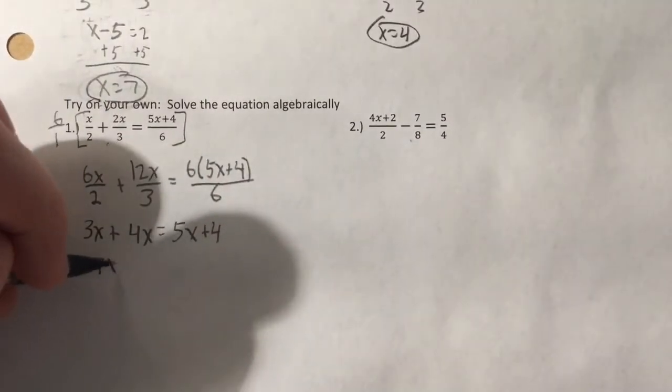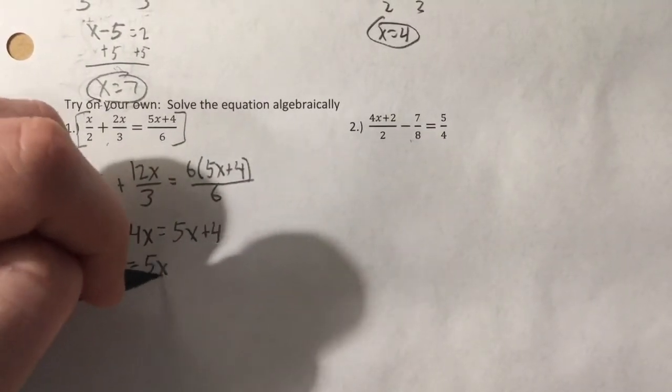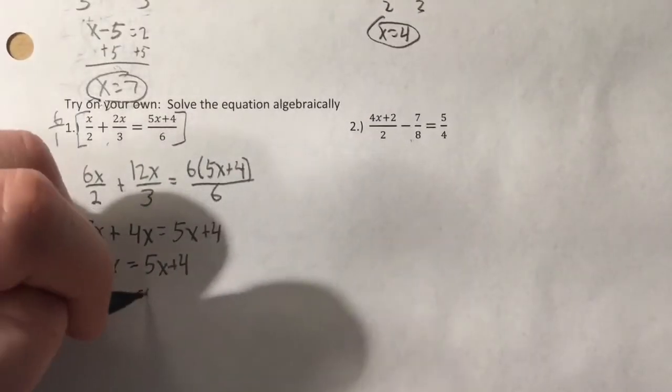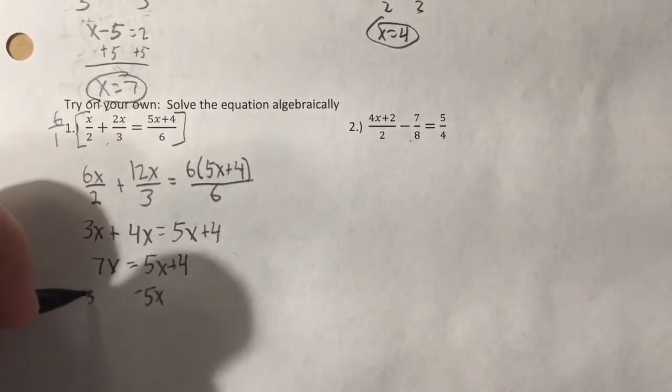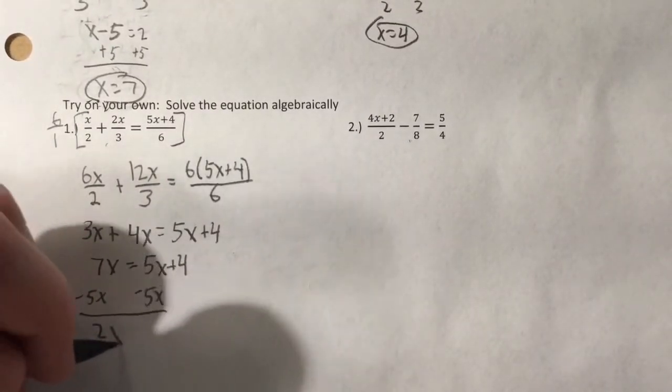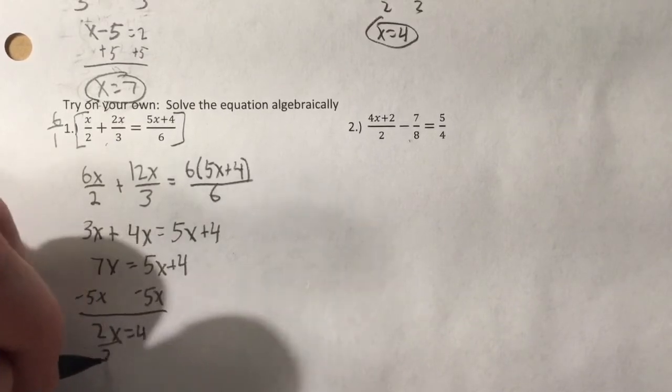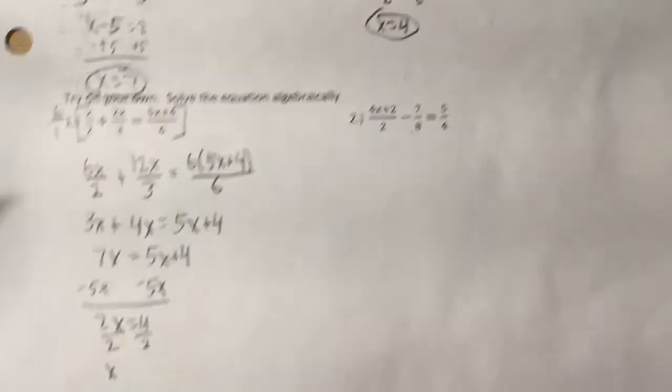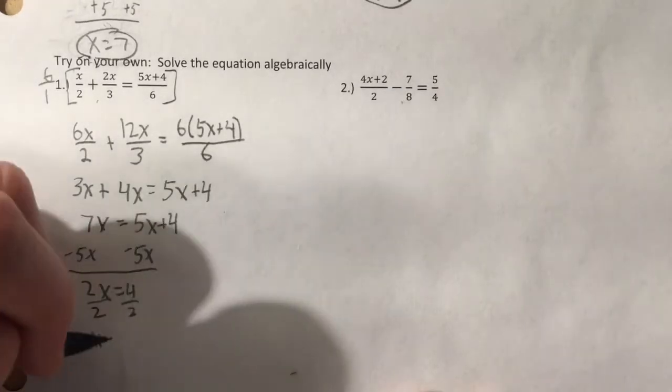Add my like terms. And then I'm going to get all my x's on the left. So I get 2x equals 4. And x is equal to 2.